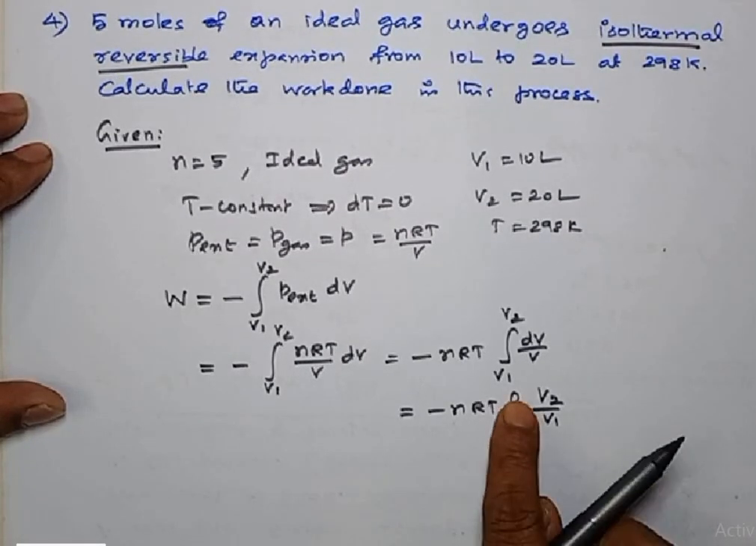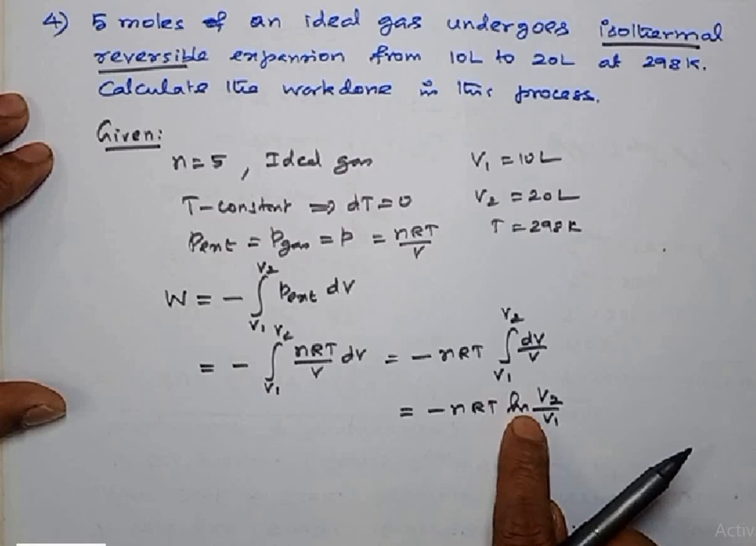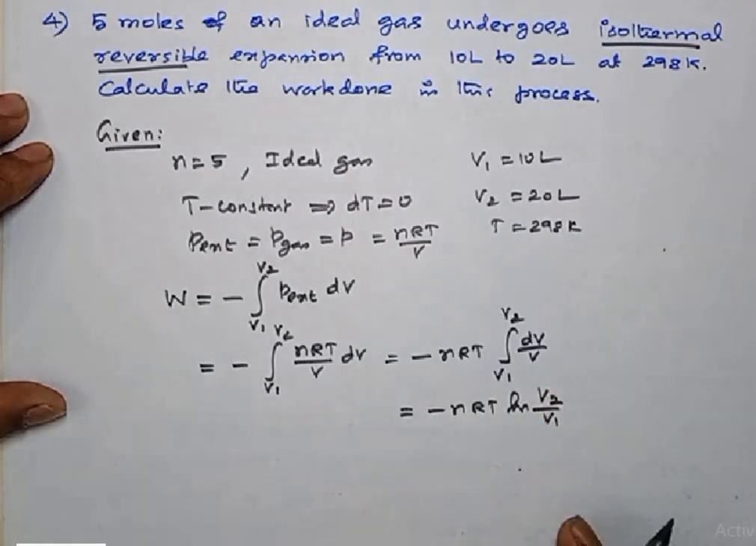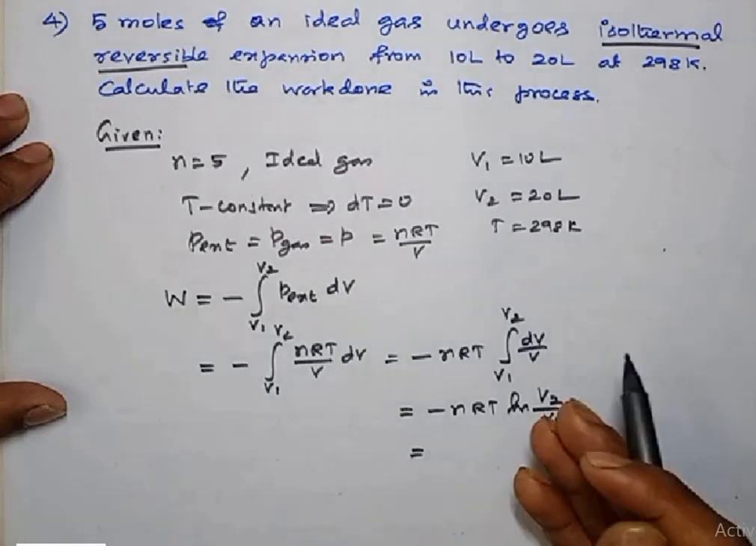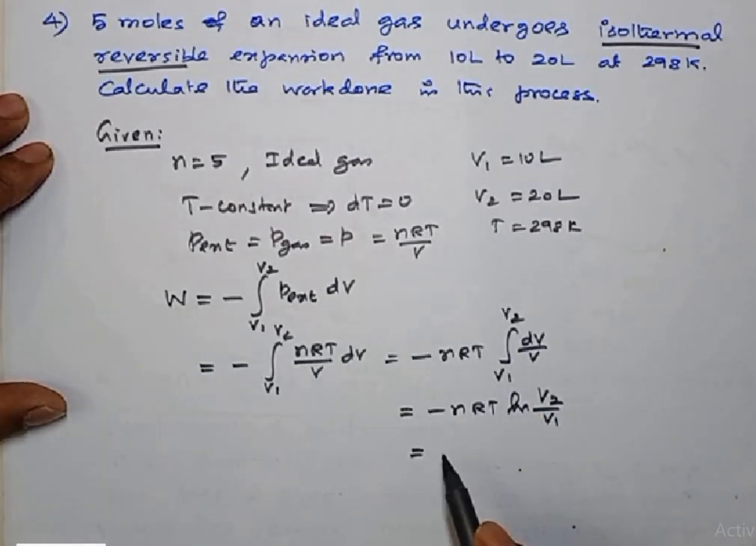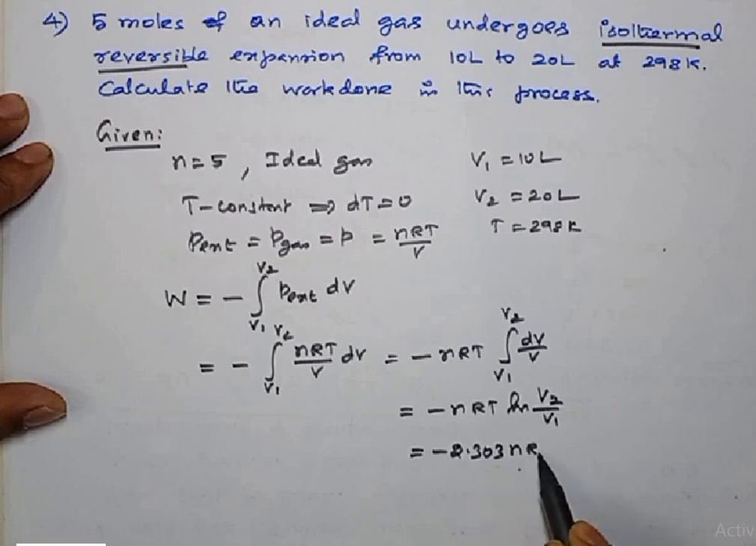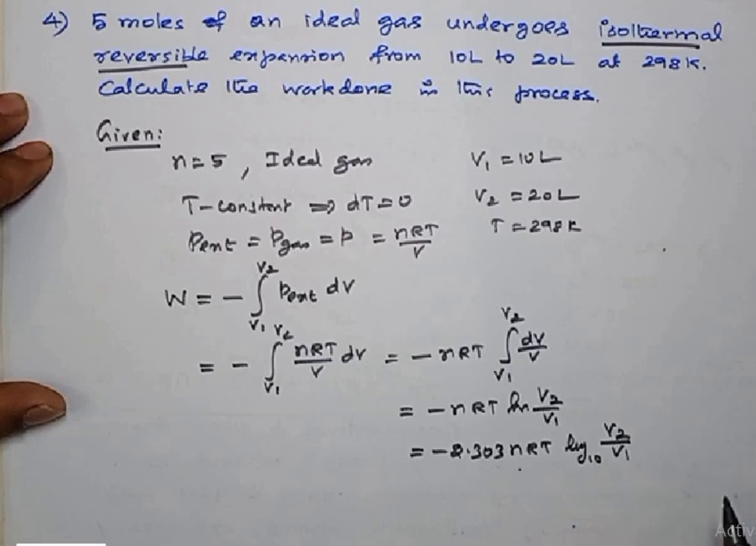Okay, now this is in natural logarithm. We will convert into common logarithm. Base 10 is the common logarithm. So if you convert natural logarithm into base 10, you will get minus 2.303 nRT log base 10 final volume by initial volume.